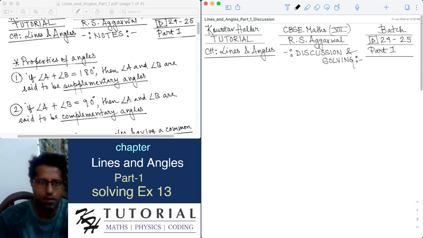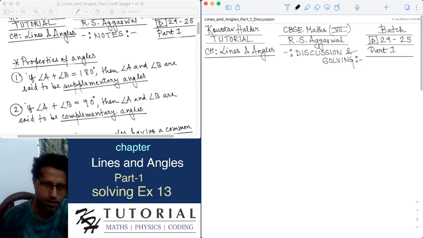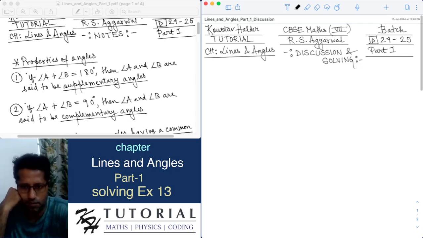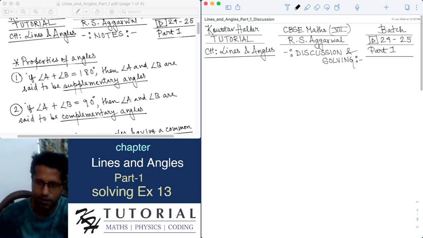So, what are the properties of angles? The first one says that if A and B are two angles, and if the sum of the two angles A and B is 180 degrees, then we say that the angles A and B are said to be supplementary angles.